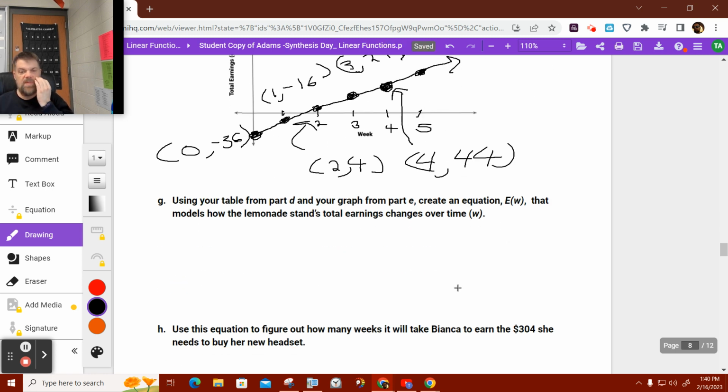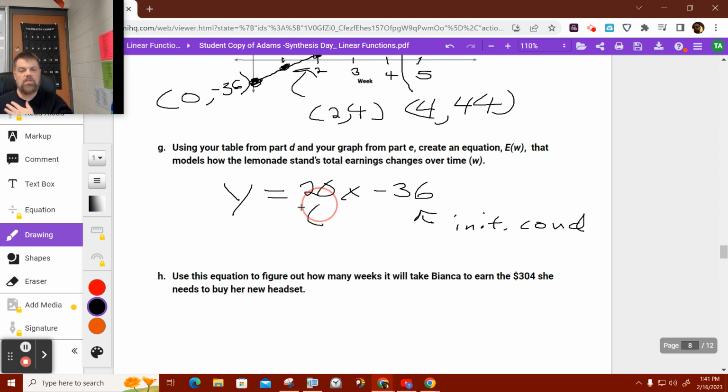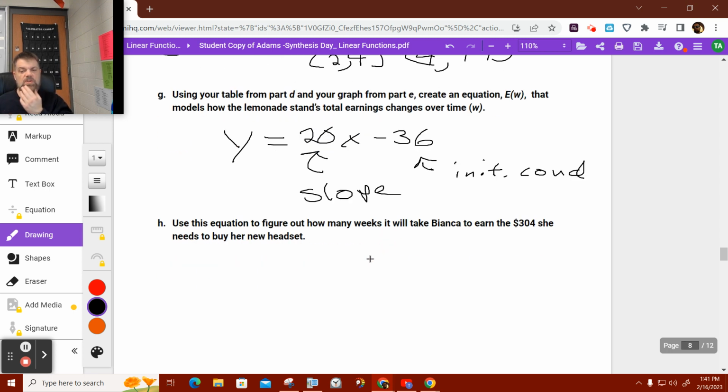Then, based on the table, using the table from part D and the table from part B or E, create the equation. Well, we would say that her profits, and I would accept even y equals mx plus b, y is equal to 20 times x minus 36, where this is the initial condition. You're not done yet. We're going to go over this, but yeah, you turn it into the inbox, and this is the slope. Then it says use this equation to figure out how much she needs to buy her headset.